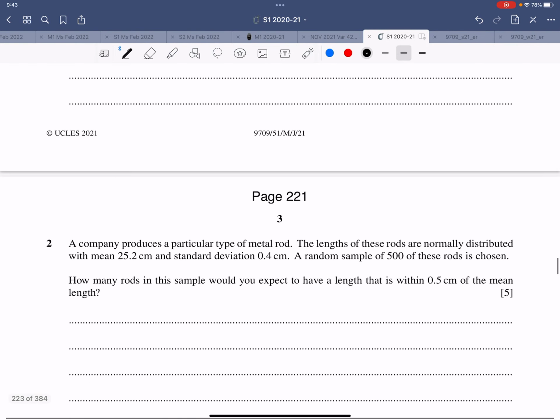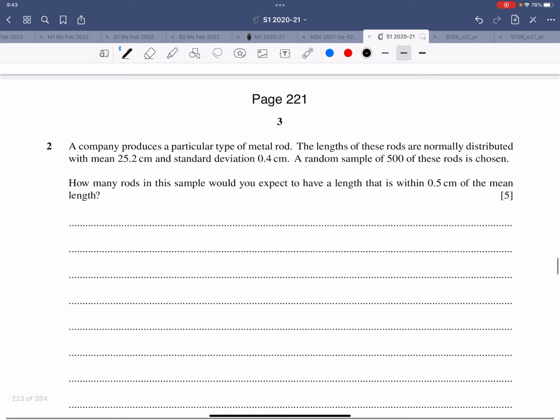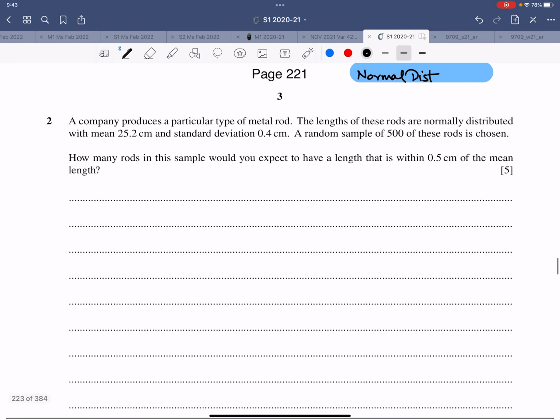Second question. Let me highlight the name. A company produces a particular type of metal rod. The lengths of these rods are normally distributed. So this is normal distribution, with mean such and standard deviation such. So therefore X follows normal distribution, 25.2 and 0.4 squared.